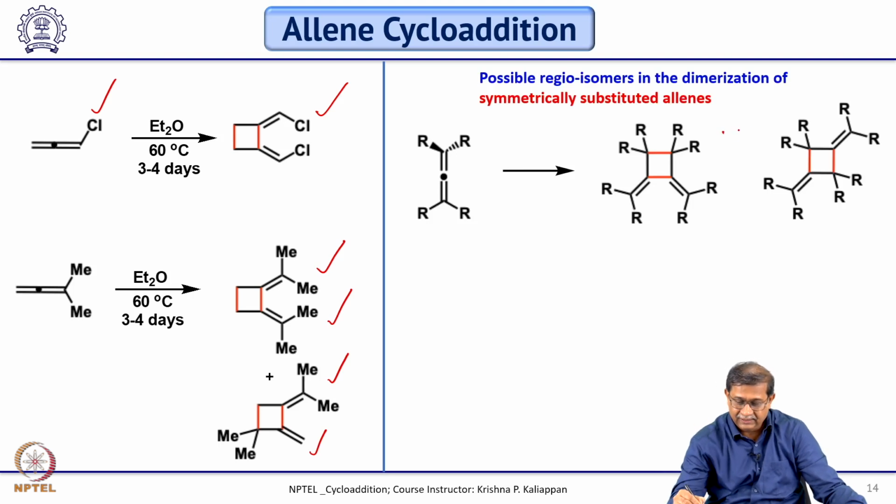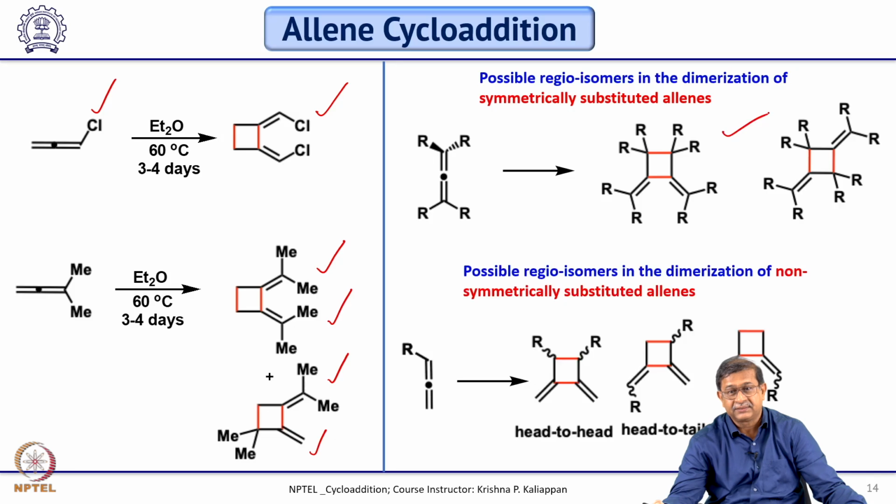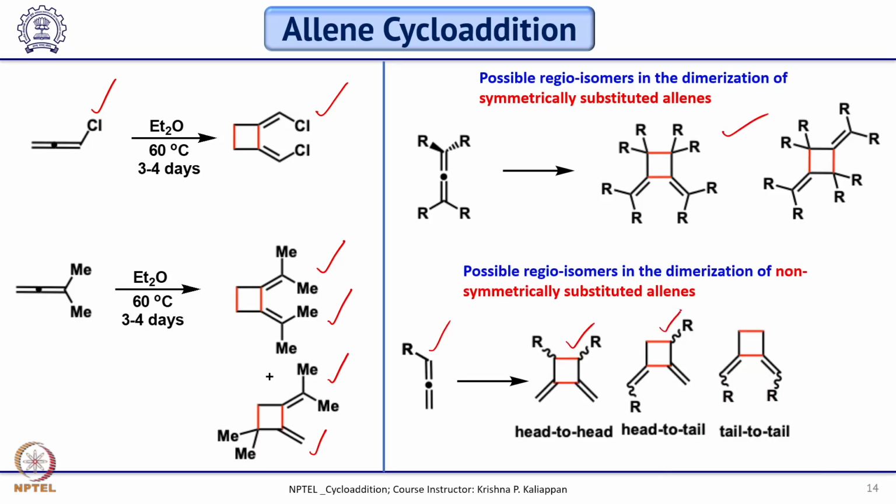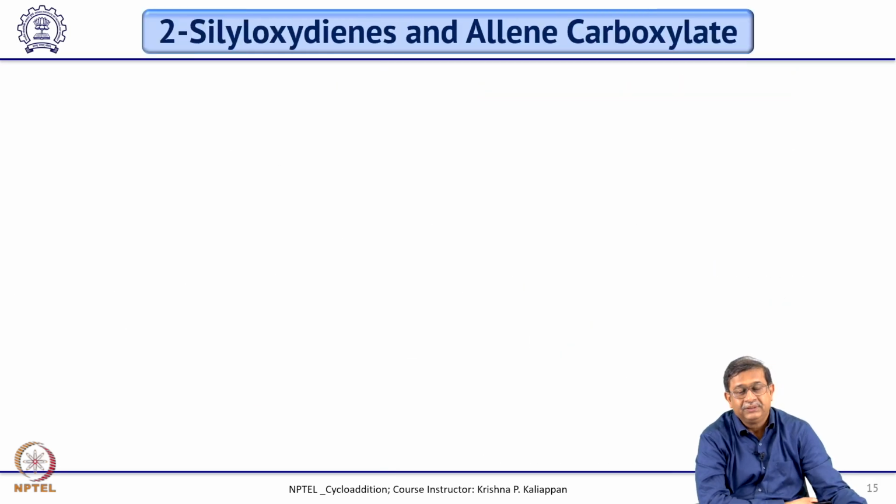Okay, this is again symmetrical, but if it is unsymmetrical, as you can see, it can give one head to head, then head to tail, then tail to tail, and also tail to head. So these are 4 different possibilities when you have only unsymmetrical allenes. One can also do this reaction with siloxydienes.